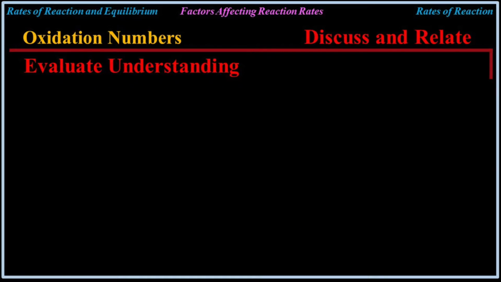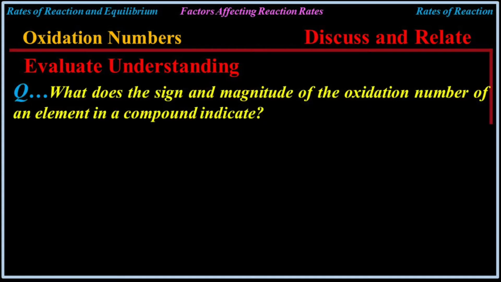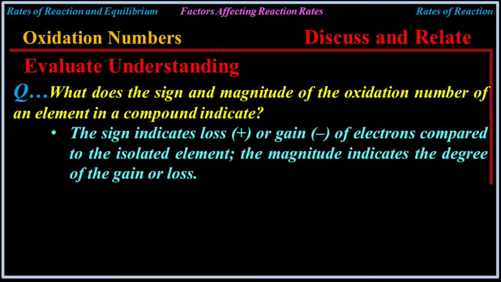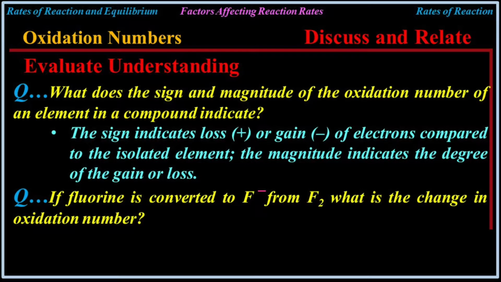Okay, evaluate understanding. You might want to go back and maybe tighten up your understanding of nomenclature. There's some videos that I made that might help you. What does the sign and magnitude of the oxidation number of an element in a compound indicate? What does it indicate? Think of the noble gases. The sign indicates loss (plus) or gain (negative) of electrons compared to the isolated element, the neutral charge element. The magnitude indicates the degree of the gain or the loss.